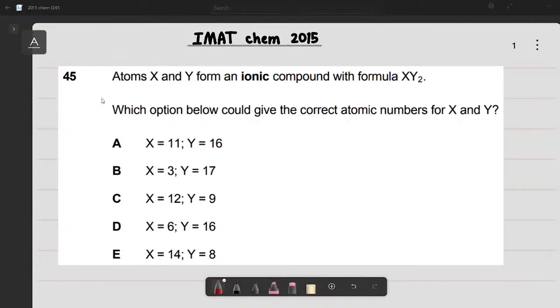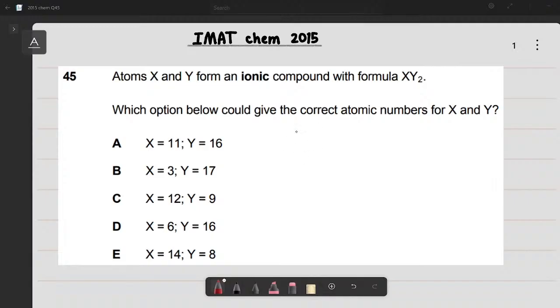Okay, welcome back. This is question 45 from the chemistry section in the IMAT 2015 past paper, and I'll be solving this question. It says atoms X and Y form an ionic compound with formula XY2. Which option could give the correct atomic numbers for X and Y? So they've given us the atomic numbers.